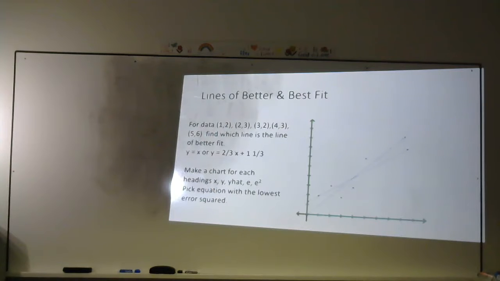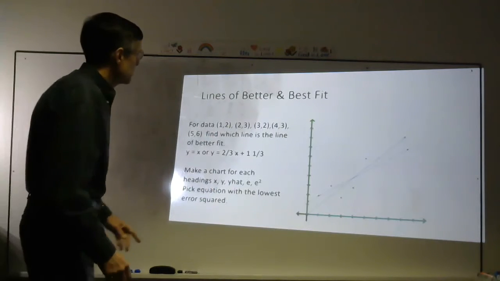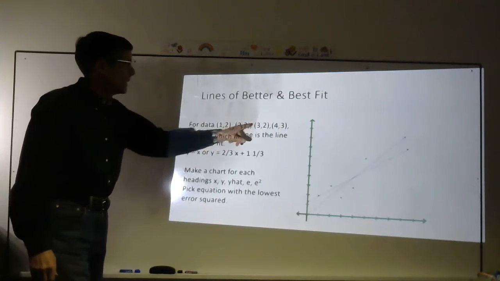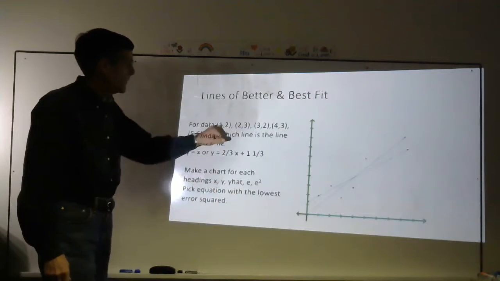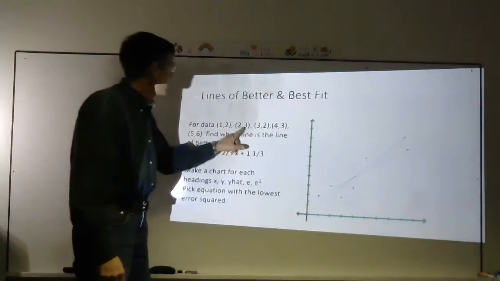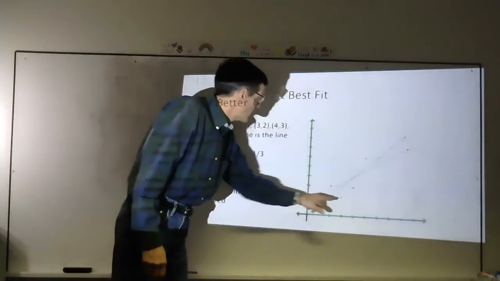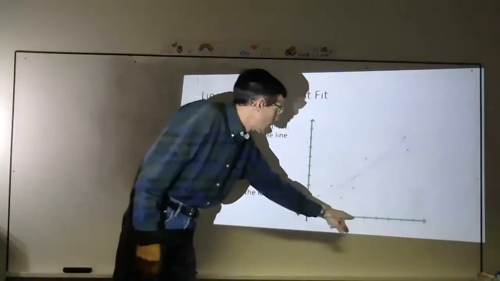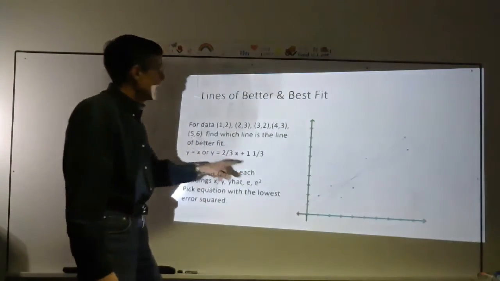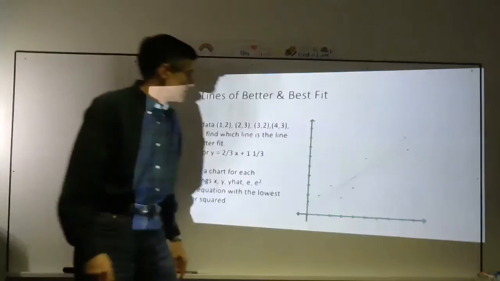All right, so I've got data here. I've got the points plotted. Here are your 5 data items, okay? So we have 1 and 2. We have 2 and up 3. We have 3 and up 2. We have 4 and up 3. And we have 5 and up 6, okay?